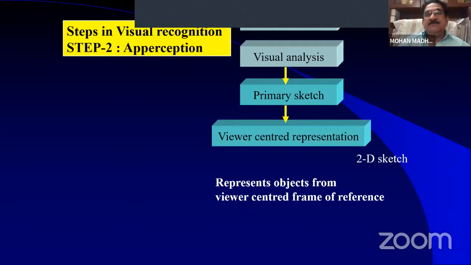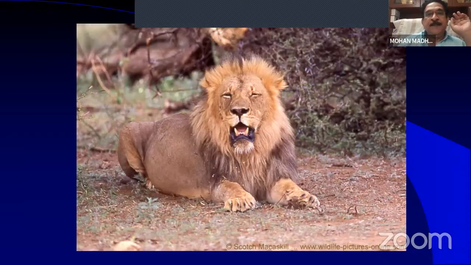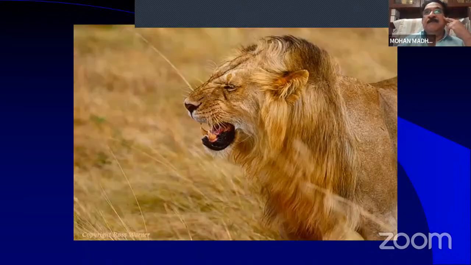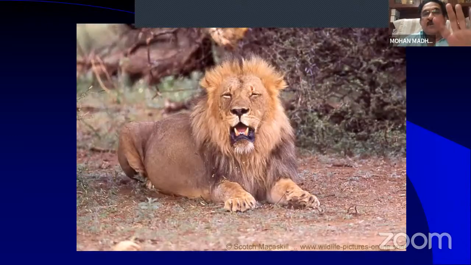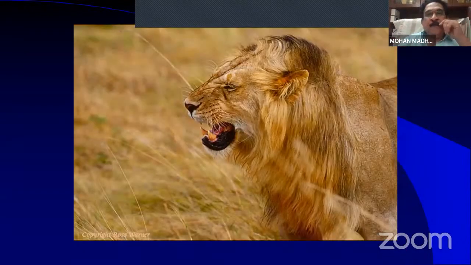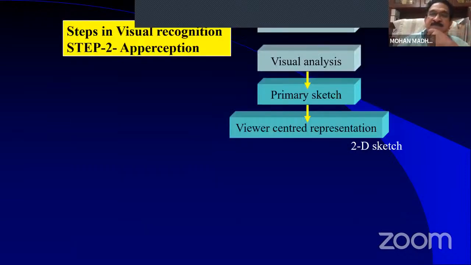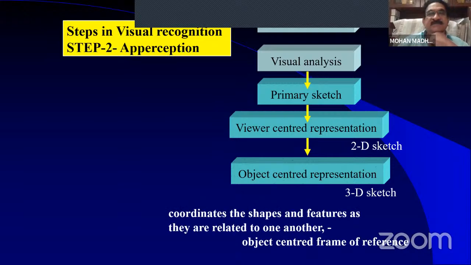If this step is possible and this viewer-centered representation is there, they'll be able to tell it's a line in this projection of the picture. But if it is projected this way, the person will not be able to tell it is a line, because only what is represented is recognized. From the viewer-centered 2-dimensional representation, we go to the object-centered representation. Here, the visual coordinates of this representation coordinate the shape and features as they are related to one another. The features of the object itself are related to one another. That's called the object-centered frame of reference.